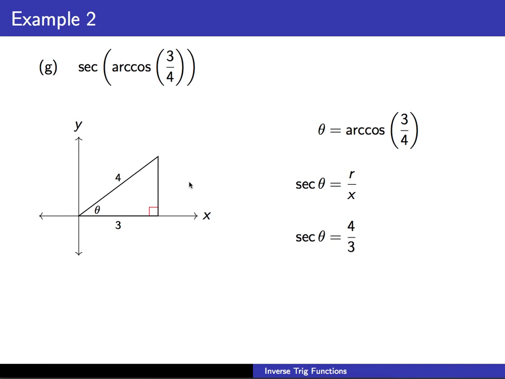So notice that if we do the secant of the inverse cosine of a fraction, whatever this fraction is, it's going to give us the reciprocal, and this kind of explains why. Same thing with cosecant and arcsine and the others as well.